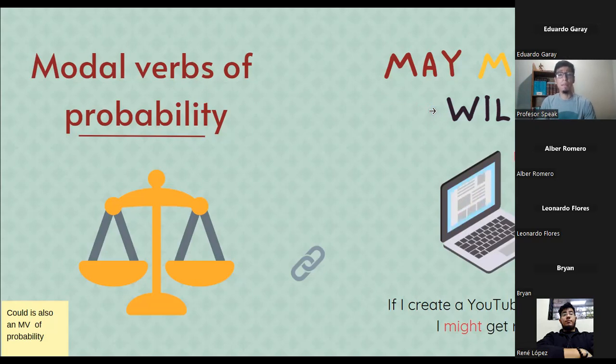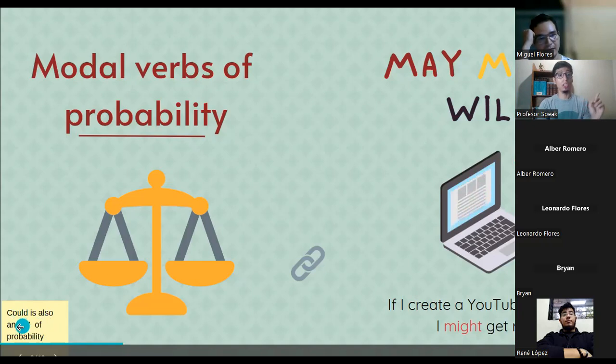What is the difference between a modal verb and a regular verb? Modal verbs refer to probabilities or something that is possible to happen. Perfect. Yes, exactly. The modal verbs that we will use today are may, might, and will, those three. And I put a note here, could is also a modal verb of probability, but we are not taking care of that because that is the standard.